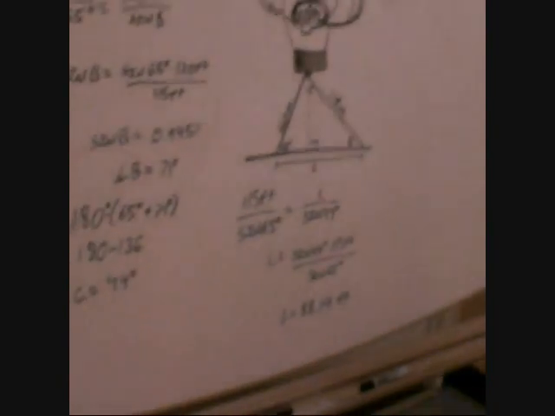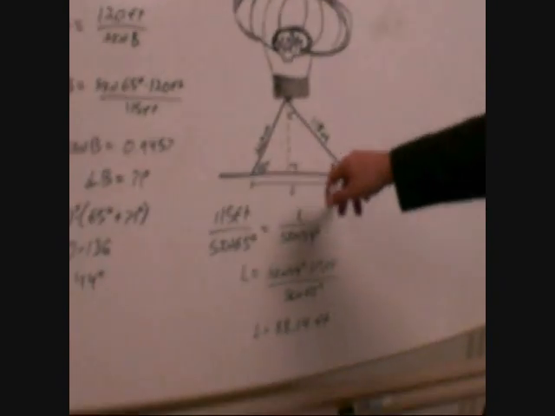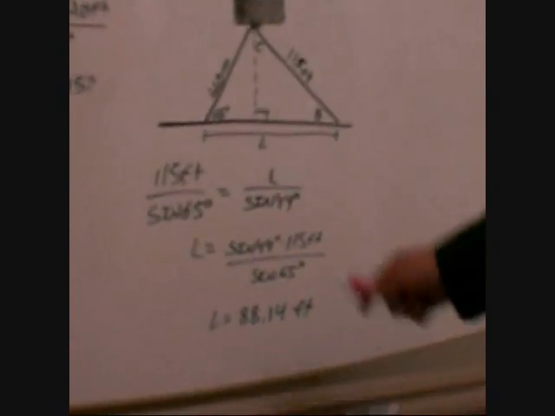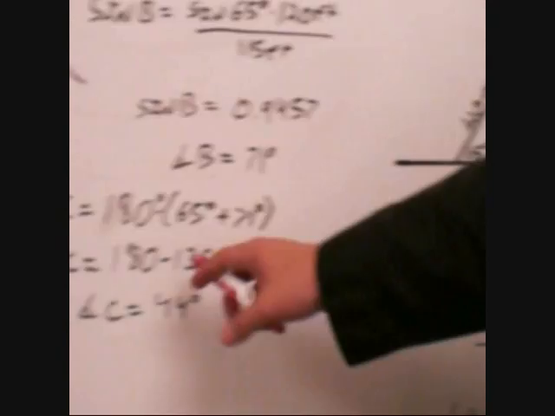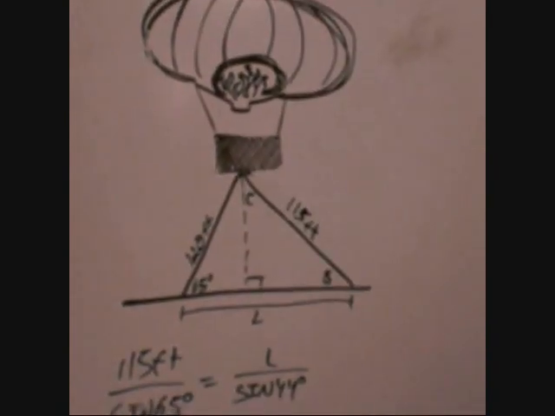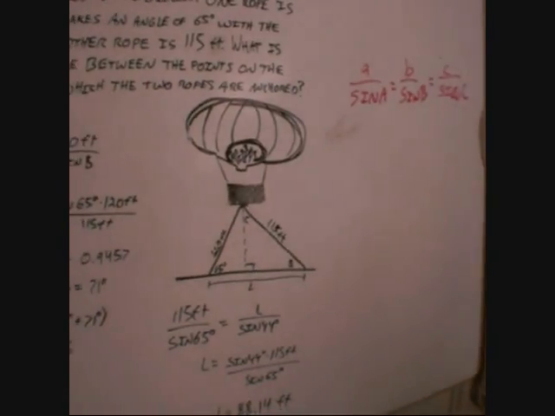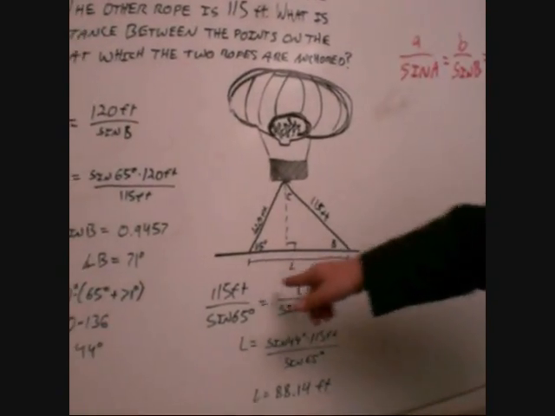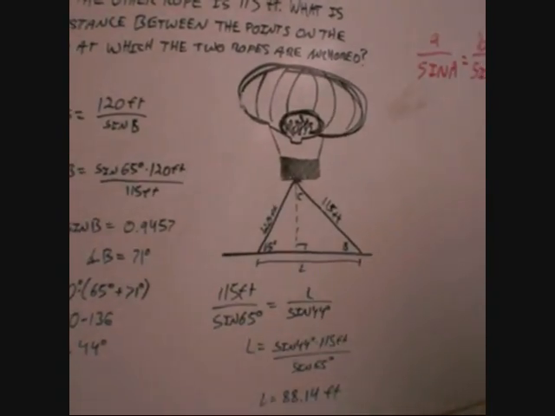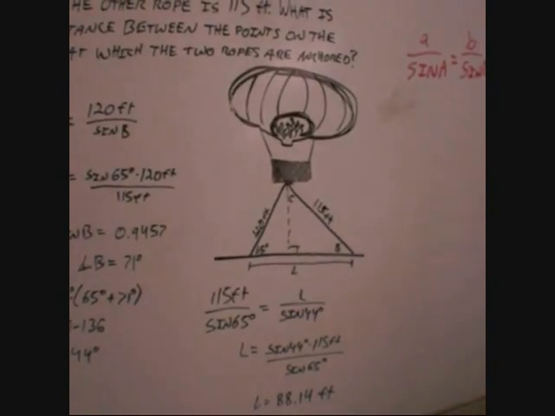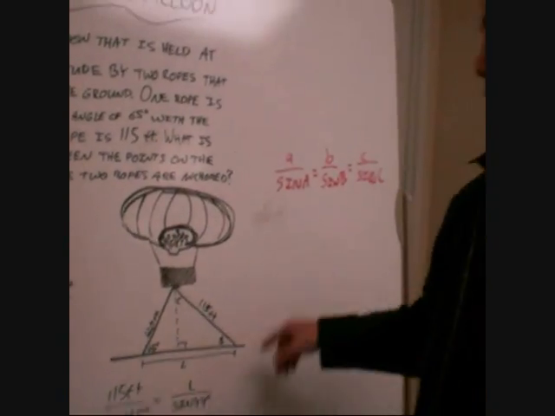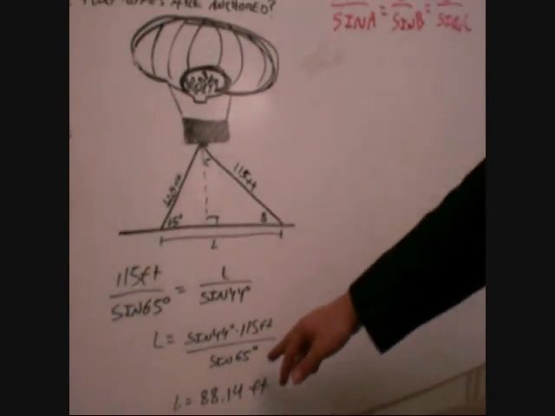To find the third angle, you add up the two angles at the bottom that are from the rope and the ground, and you subtract it from 180 degrees. And you get 44 degrees for the top angle. Using that final angle, you will be able to find the length between the two points at which the two ropes touch the ground. You also use the law of sines right there, in order to get the length of the ground.